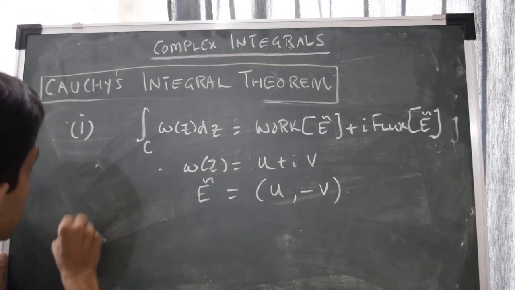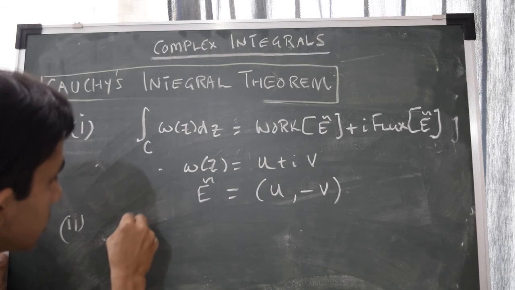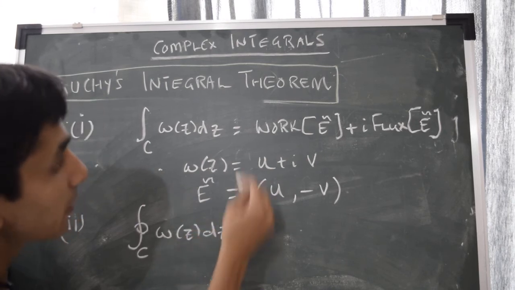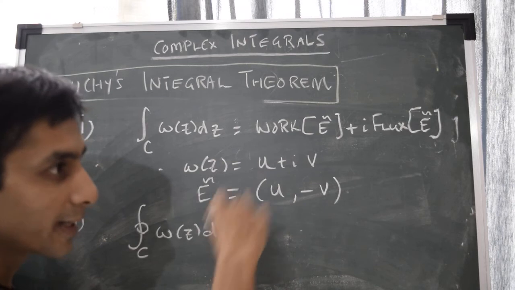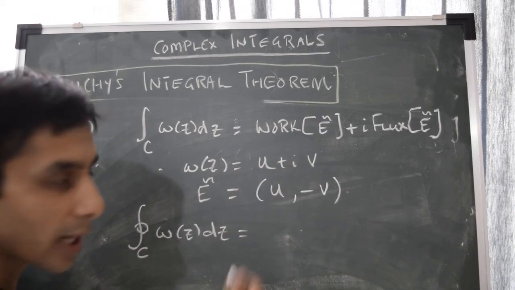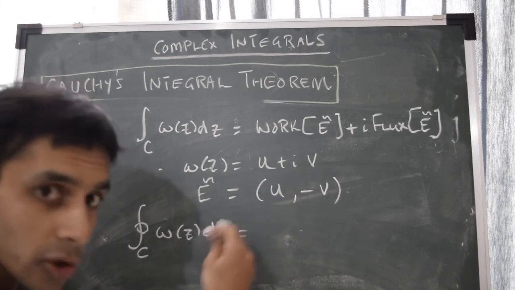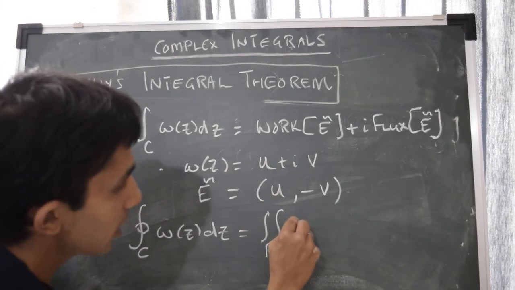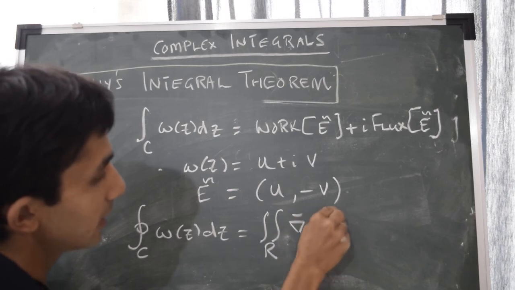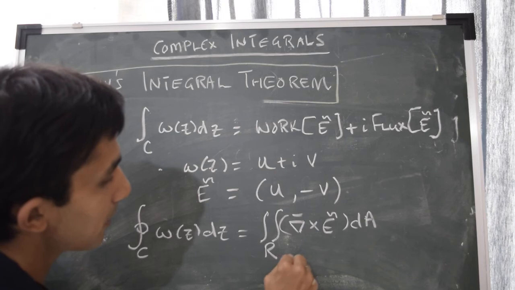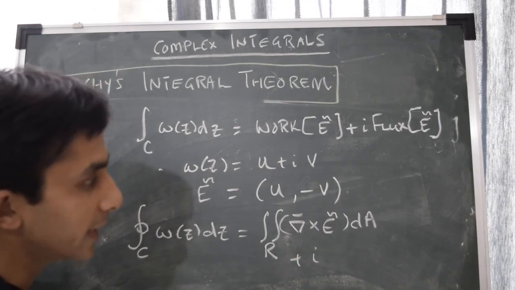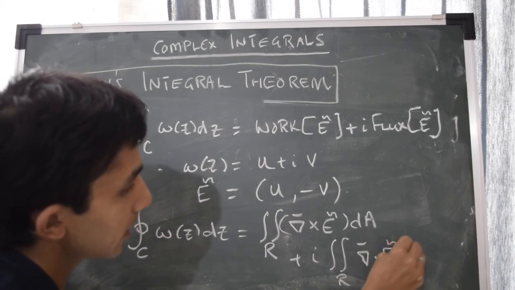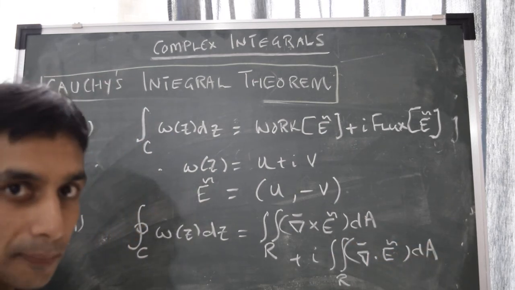So with this in mind, the second step is, if we are now focusing on closed contours, if C is now a closed contour, then this integral, by virtue of the definition of work done and flux in a closed region of space, again this is something we derived in the previous video and I'll put a link to that video, the work done in a closed region of space can be written as the curl of the vector field E tilde through that region of space. So we can write this as del cross E tilde dA plus i times the flux, which can be written as the divergence of the vector field E tilde through the region of space. So del dot E tilde dA. Okay, so that's the second step.